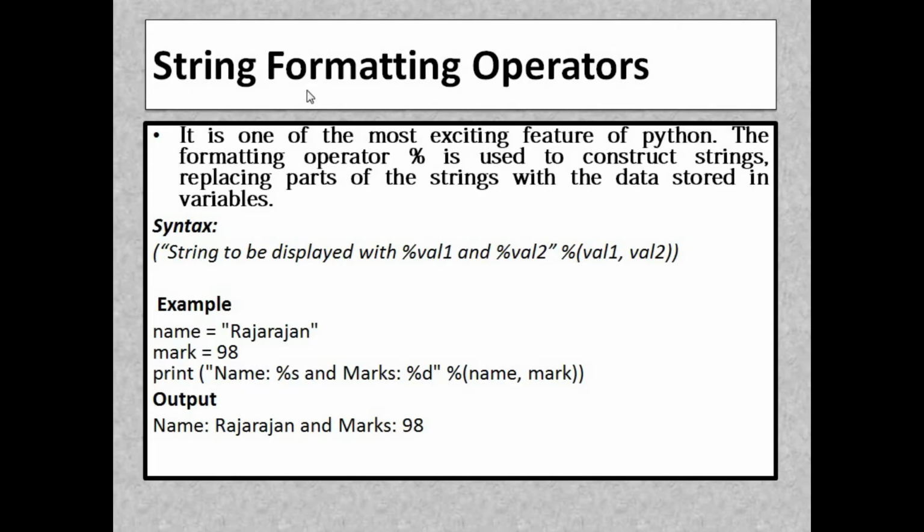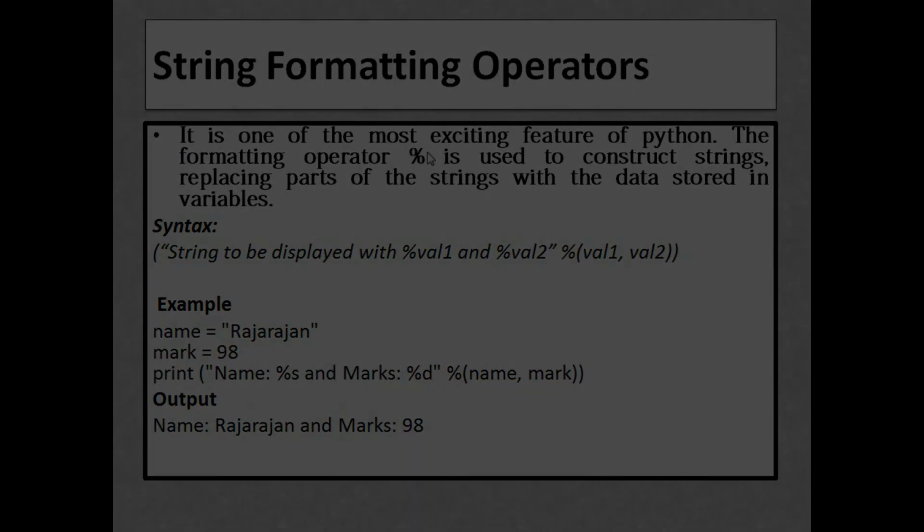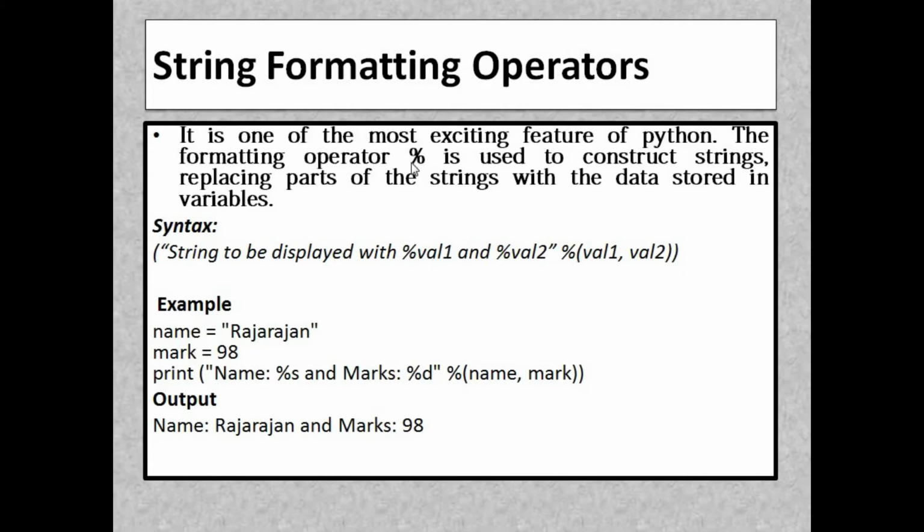String formatting operators. It is one of the most exciting features of Python. The formatting operator is used to construct strings. Here the percentage sign is the formatting operator. The percentage operator is used to replace part of the string with the data stored in a variable.